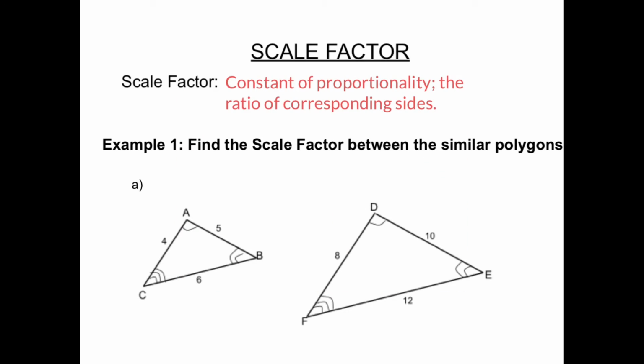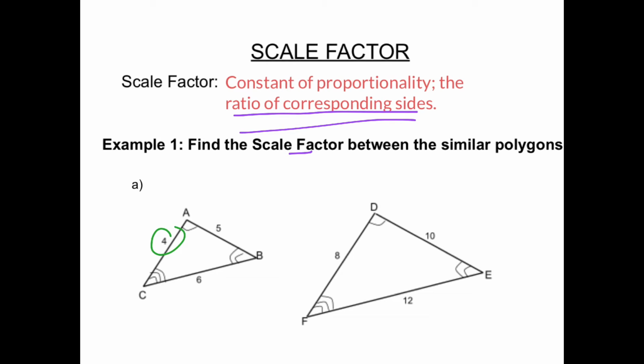Scale factor is a constant of proportionality. It's the ratio of corresponding sides. In general, a scale factor describes the relationship between two similar shapes. Now, the examples that we're going to use to find the scale factor between these similar polygons are coming from our notes in previous lessons so far in Chapter 9. So these are not new shapes. These are similar polygons. And so all I'm going to do is set up the ratio of corresponding sides.